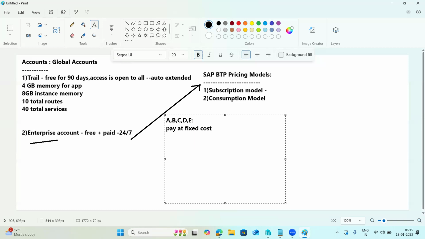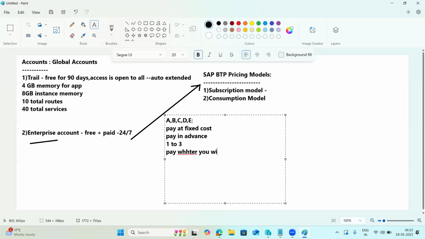Pay at fixed cost here. You have to pay in advance, not after. Pay in advance, you have to pay it here. And also, the contract period is 1 to 3 years only, this subscription based model. So pay whether you use it or not.